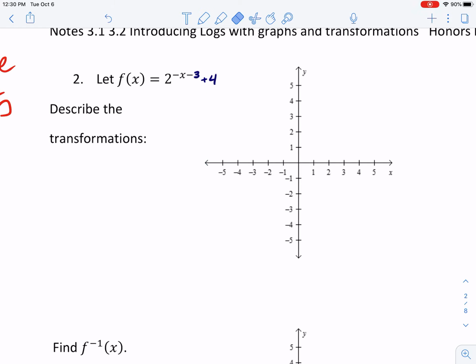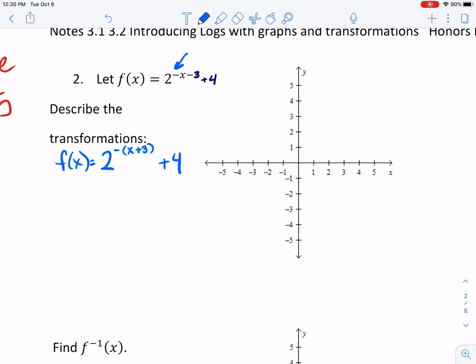So let's describe what's happening here. The first thing I want to point out to you is that for this f of x, we need to factor out this negative. If you don't factor out the negative, you're going to get your shifts wrong, and that becomes a problem. So this is 2 raised to the negative, and then this becomes x plus 3, and then we have a plus 4. Okay, so the negative in the exponent reflects us over the y-axis.